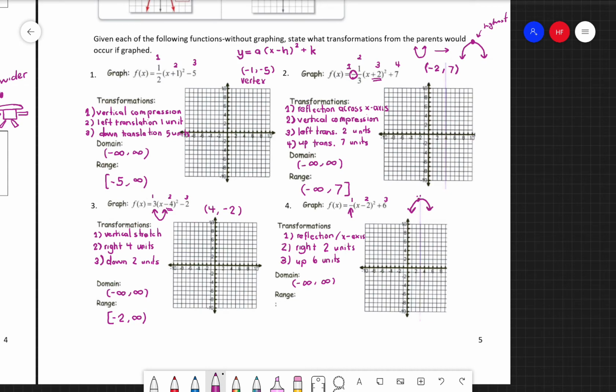So my range, my y value will be a maximum. So that vertex is the opposite. So +2, so (2, 6). So that y value of 6 is the maximum. So we're going from -infinity to 6.